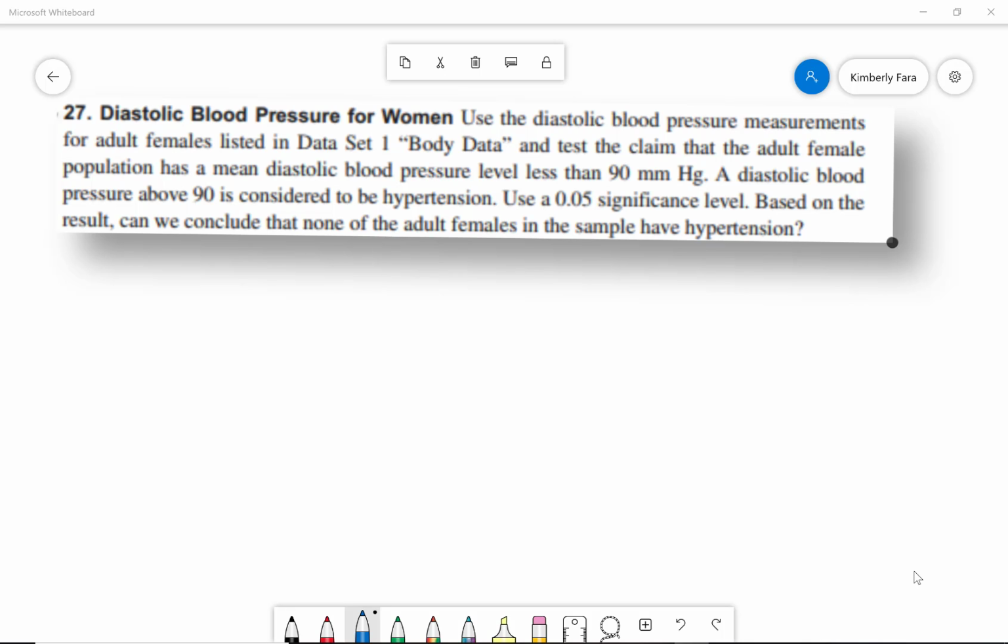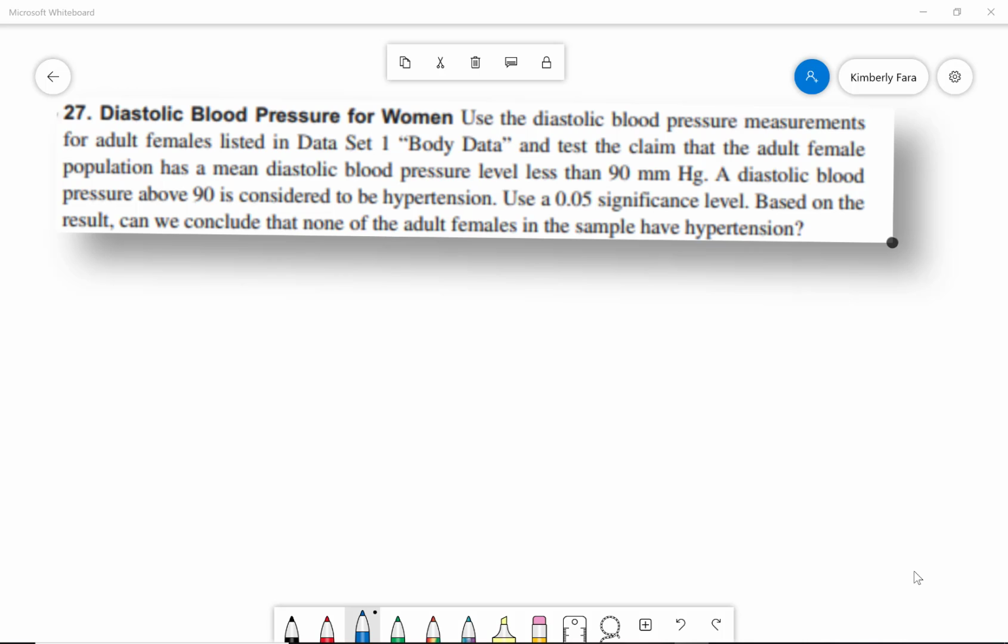So now let's do a significance test for means, and this is problem 27 on page 398 in the 13th edition. We're going to use a data set from the book this time, just so that you can see how that works. We want to test the claim that the adult female population has a mean diastolic blood pressure level less than 90 millimeters of mercury. A diastolic blood pressure above 90 is considered hypertension or high blood pressure.